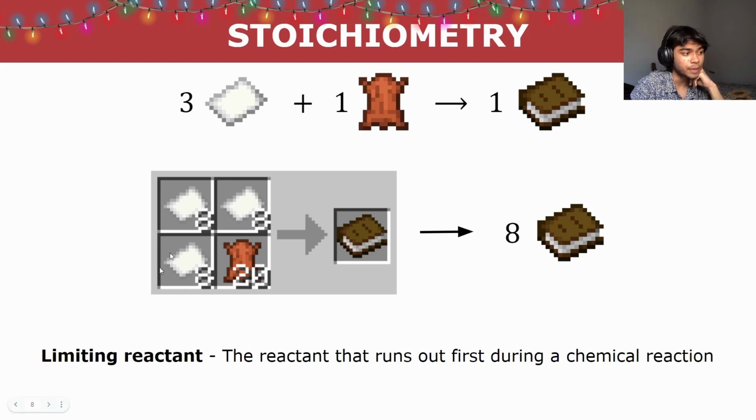So in this case, your paper is a limiting reactant. It's the reactant that runs out first during this crafting, or we're going to soon relate this to a chemical reaction, but your paper runs out first, so that determines how much product you can form.